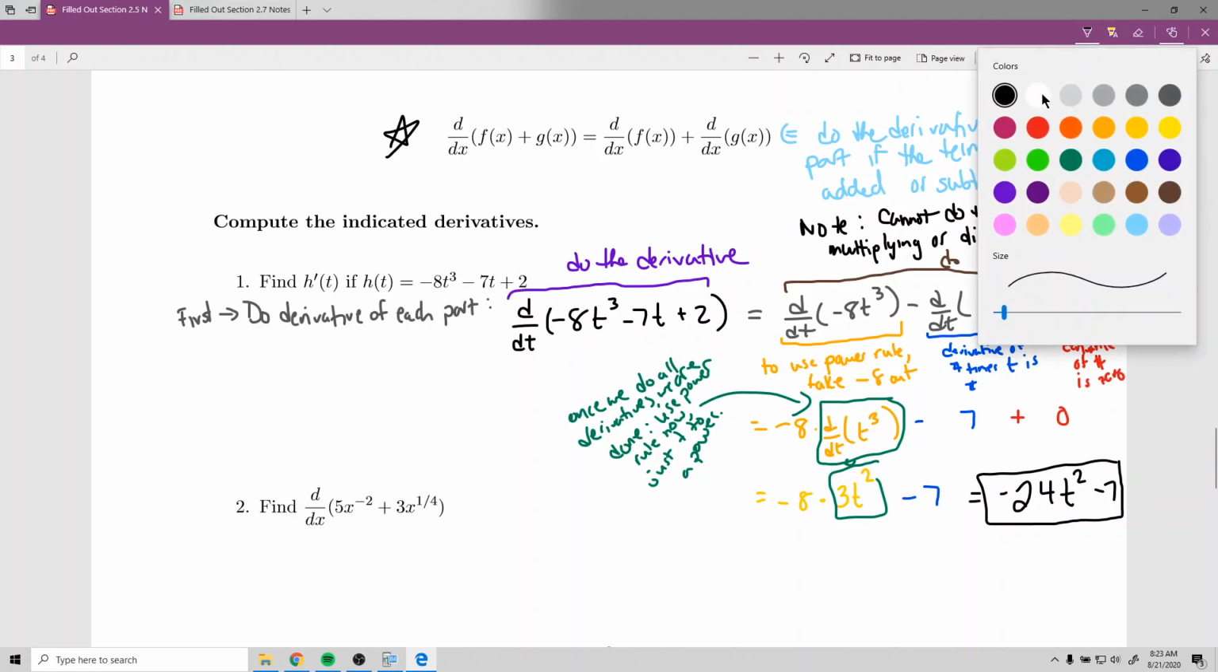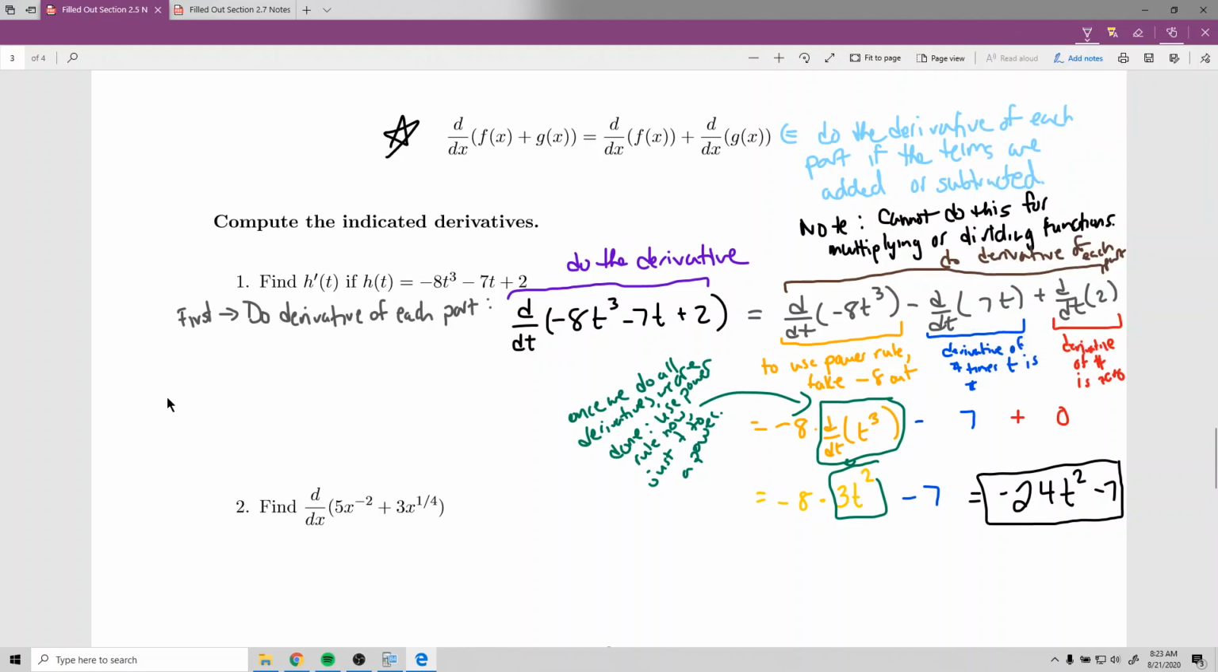But you really want to take your time, practice these. If you don't get the power rule down with the other rules that we have in this section, it makes doing stuff in chapter 3 almost impossible. And really the rest of the class, you've got to get it down.